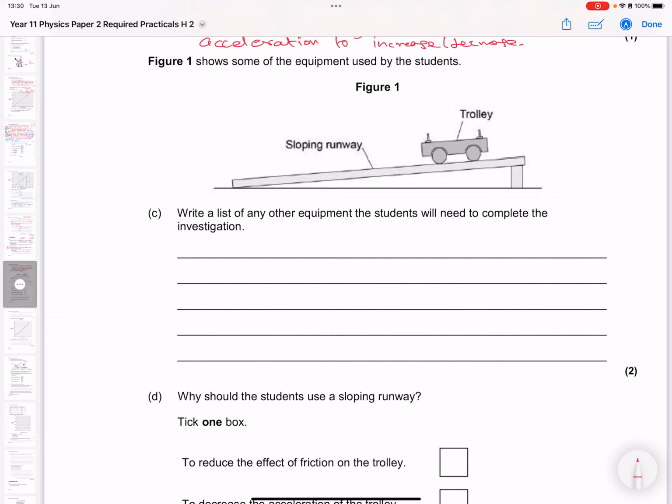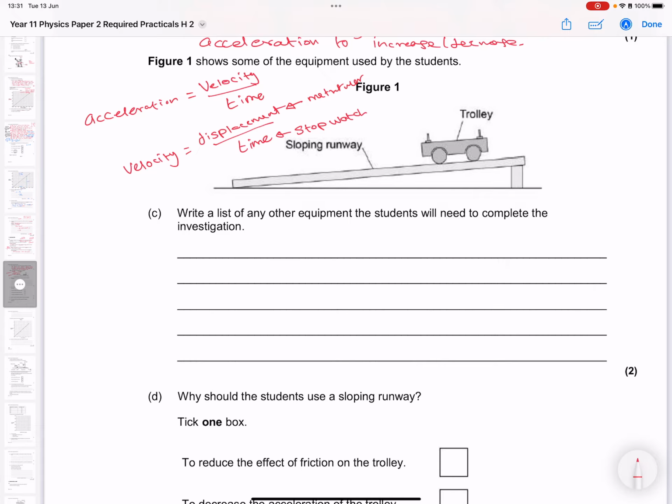So what is acceleration? Acceleration is the rate of change of velocity, how fast the velocity is changing. So velocity divided by time. So how would they calculate the velocity? Velocity is distance or displacement divided by time. So what they need to use to measure the displacement, which is a length, is a meter ruler. Time, they need a stopwatch or timer.